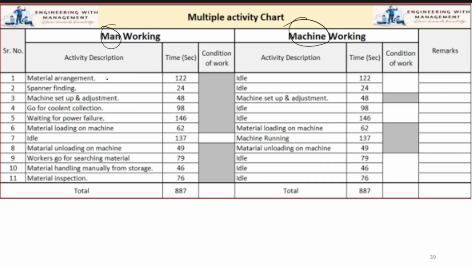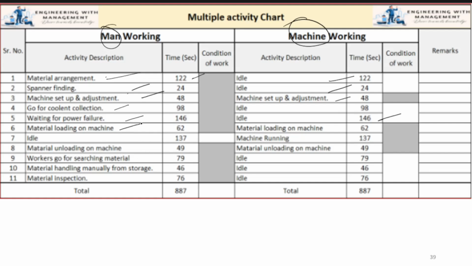Material arrangement is done in 122 seconds. Machine is idle, man is working. Spanner finding, man is working, machine is idle. Machine setup and adjustment, man is working and machine is also working. Then going for coolant collection, man is working and machine is idle. Waiting for the power failure, man is waiting and machine is also idle.